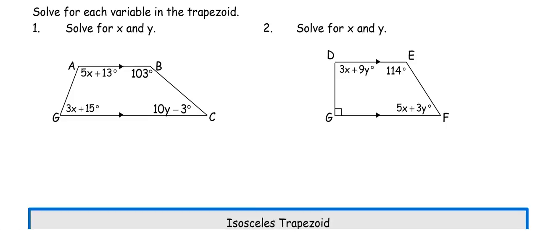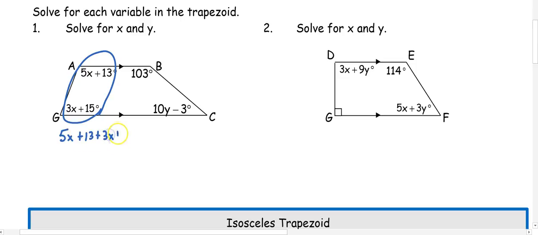So number one is solve for x and y. A and G are touching different bases, so they're going to be supplementary, so we're going to add those together. So 5x plus 13 plus 3x plus 15 equals 180. To solve for x, our first step is to combine like terms. So we get 8x plus 28 equals 180. Subtract 28 from both sides, and we get 152 equals 8x. And when we divide by 8, we get x is 19.